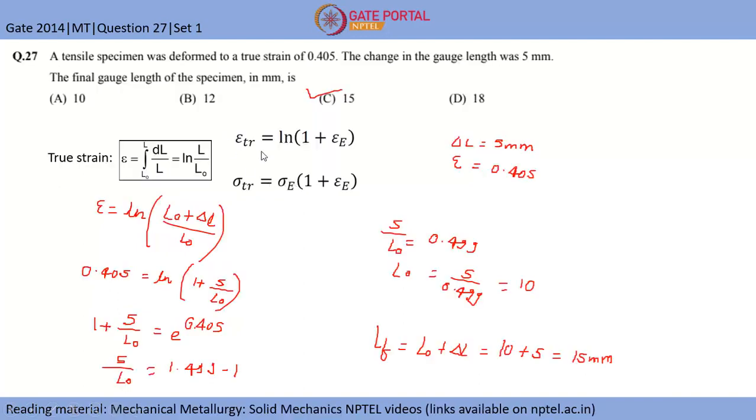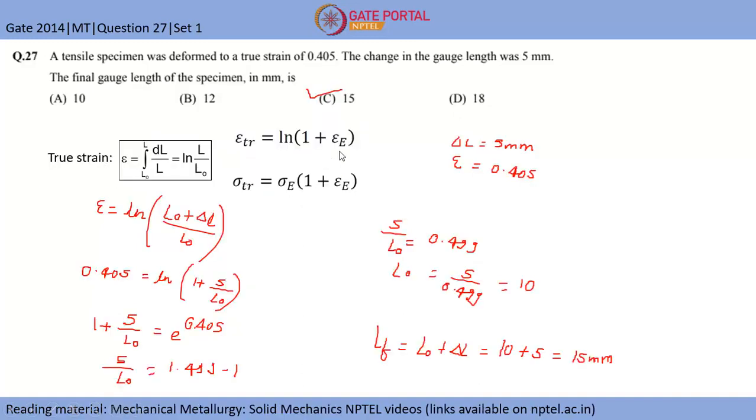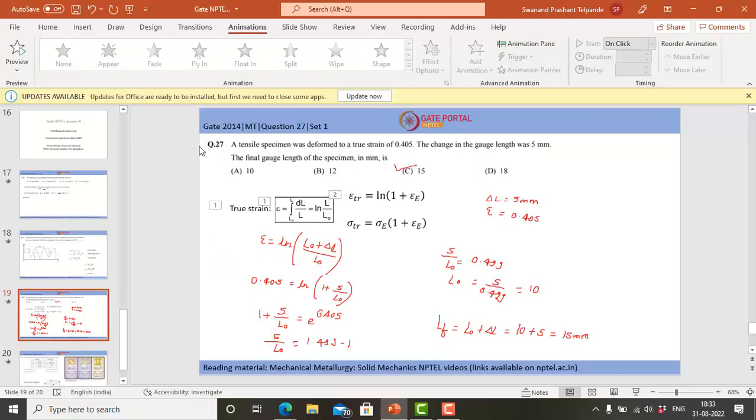Here the true strain is given by ln of 1 plus epsilon e, which is the engineering strain. So you need to know the relation between the engineering strain and the true strain. Similarly for true stress and the relation with engineering stress. Sometimes a similar question will be there where you will need to find out the true stress when engineering stress and engineering strain are given. So you need to know these two formulas also along with this. I hope the question is clear.